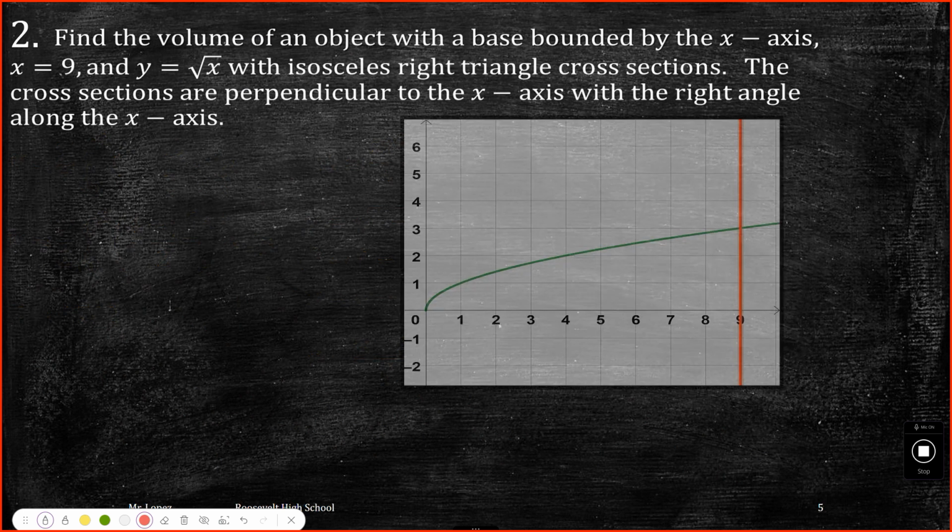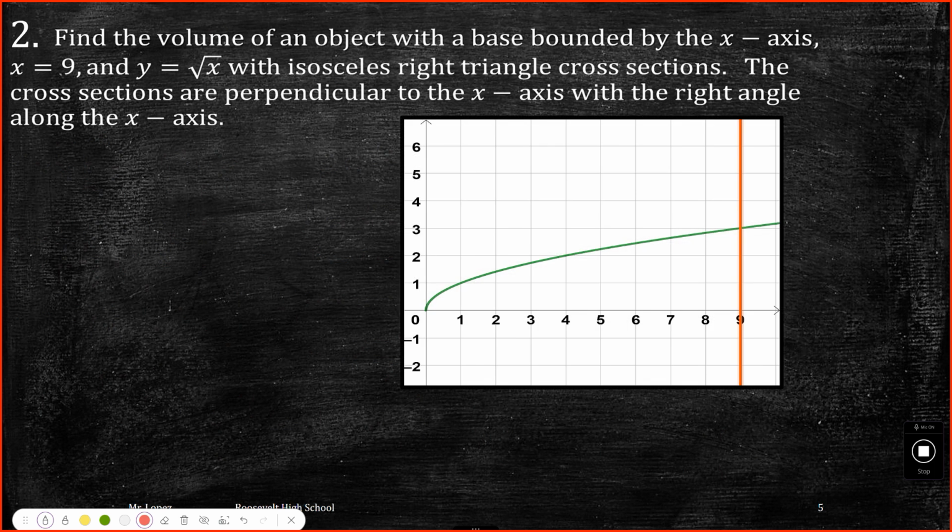Let's do one more, no? Find the volume of an object with the base bounded by the x-axis, x equal to 9, y equals square root of x, with isosceles right triangle cross sections. The cross sections are perpendicular to the x-axis, so we're doing dx.